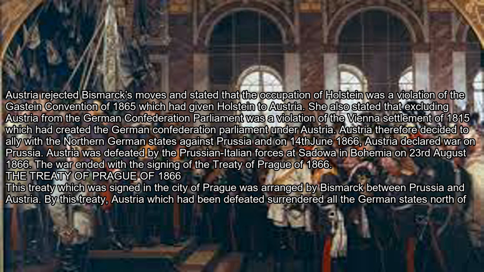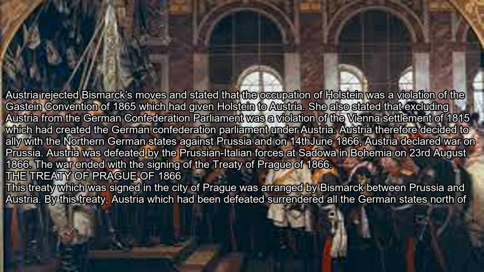After isolating Austria, Bismarck, who wanted war, provoked Austria by sending Prussian troops to occupy Holstein, which was under Austria, and this annoyed Austria. He also proposed changes in the German Confederation Parliament at Frankfurt which would exclude Austria. Austria rejected Bismarck's moves and stated that the occupation of Holstein was a violation of the Gastein Convention of 1865, which had given Holstein to Austria. She also stated that excluding Austria from the German Confederation Parliament was a violation of the Vienna Settlement of 1815, which had created the German Confederation Parliament under Austria.